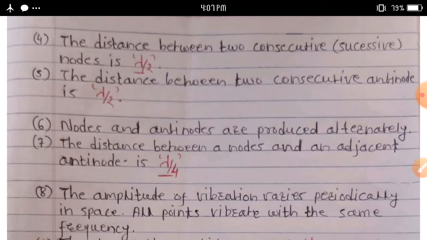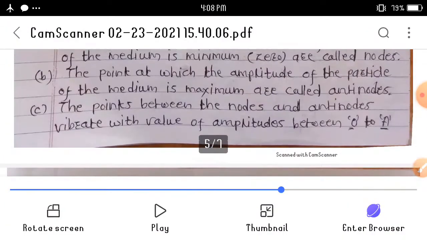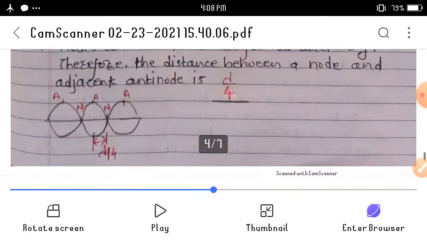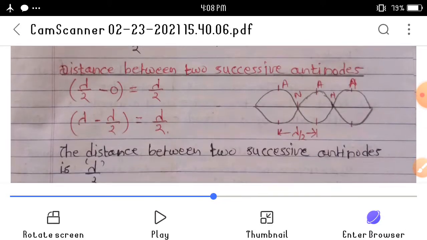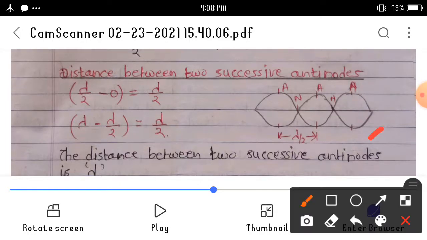And the fourth characteristic: the distance between two successive nodes is lambda by 2, and the distance between two successive or consecutive antinodes is lambda by 2. See this diagram. In this diagram, the distance between two successive antinodes becomes lambda by 2.